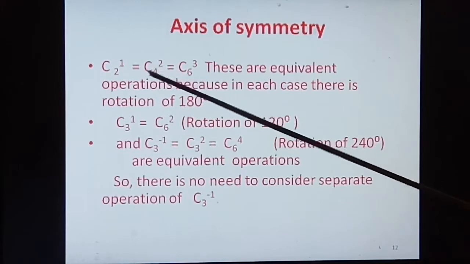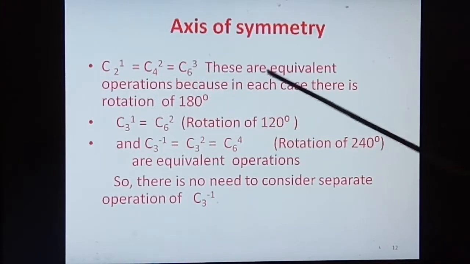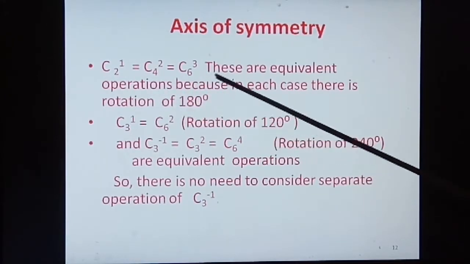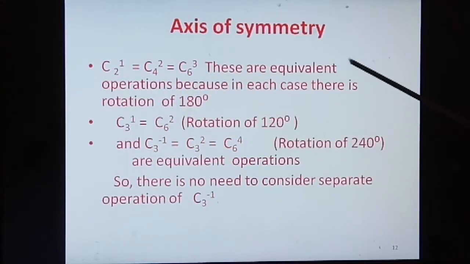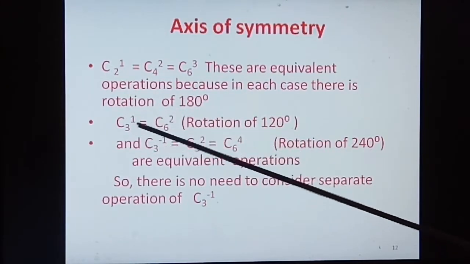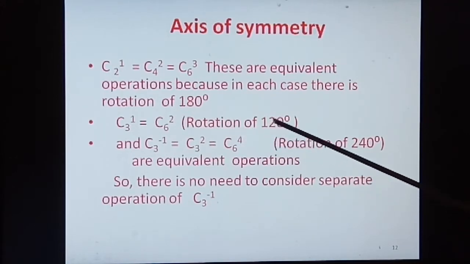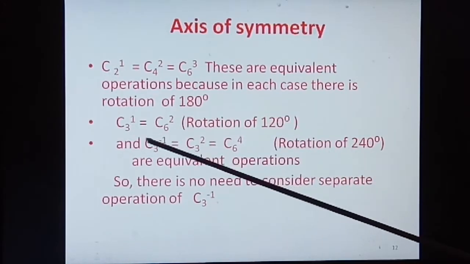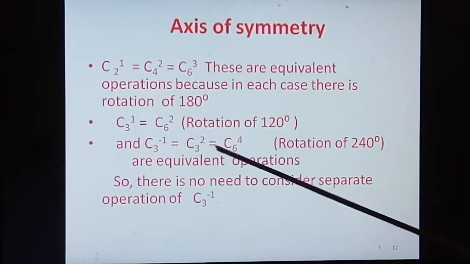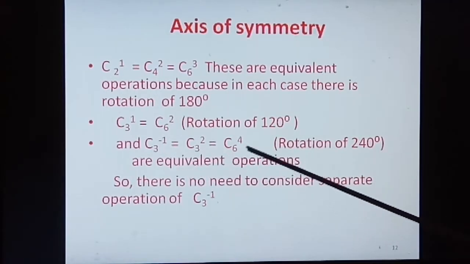C2^1 is equal to C4^2 is equal to C6^3. These are equivalent operations because in each case there is a rotation of 180 degrees. Similarly, C3^1 is equal to C6^2, which is a rotation of 120 degrees. And C3^-1 is equal to C3^2 is equal to C6^4, a rotation of 240 degrees; these are equivalent operations.